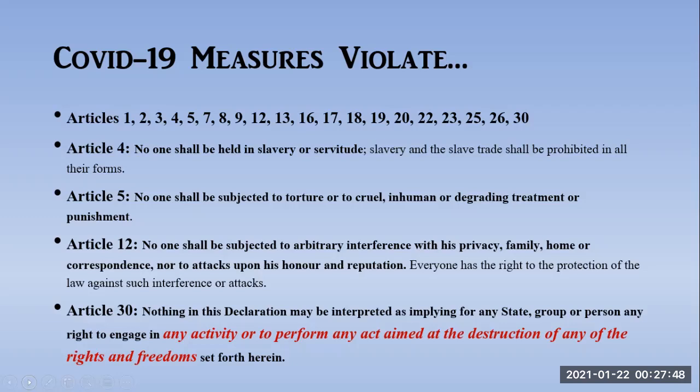So, Article 30, the last one of this, which I think is pretty important, states that nothing in this declaration may be interpreted as implying for any state, group, or person any right to engage in any activity or to perform any act aimed at the destruction of any of the rights and freedoms set forth herein.